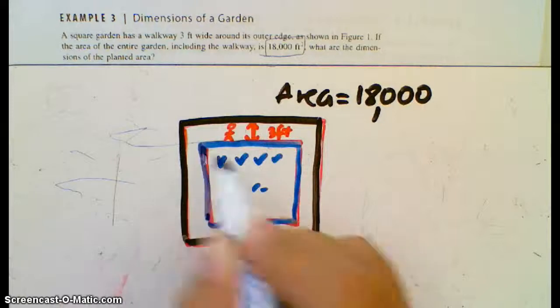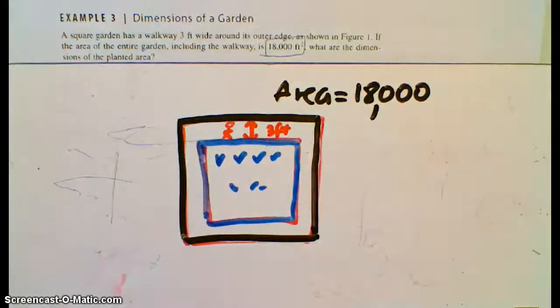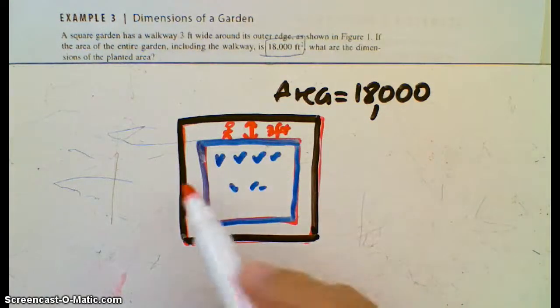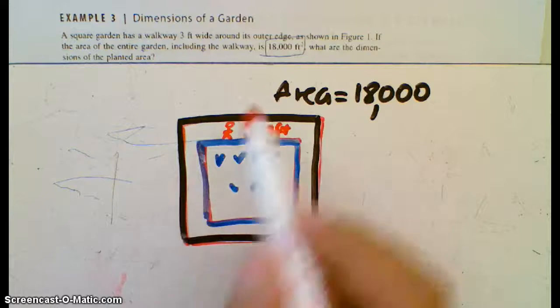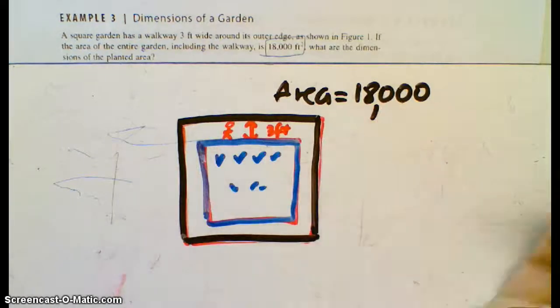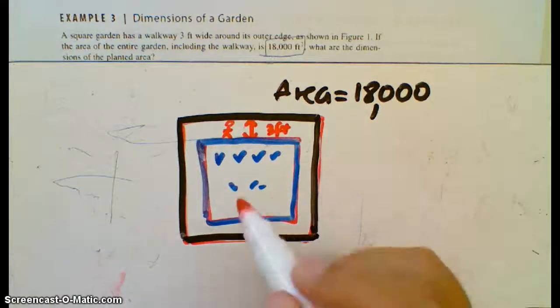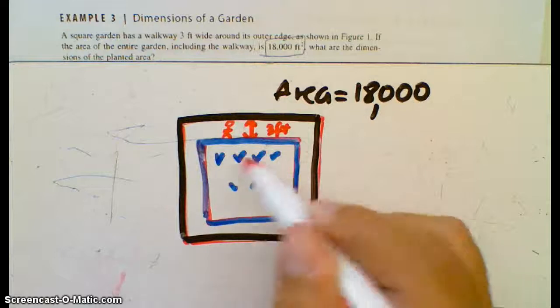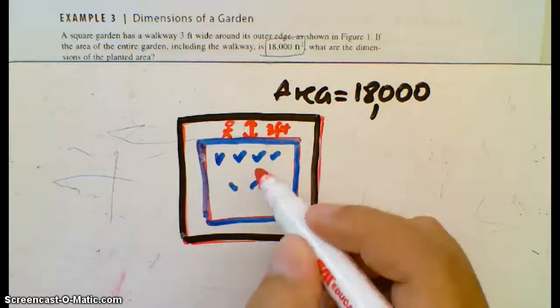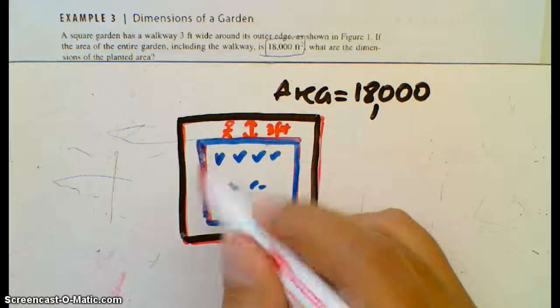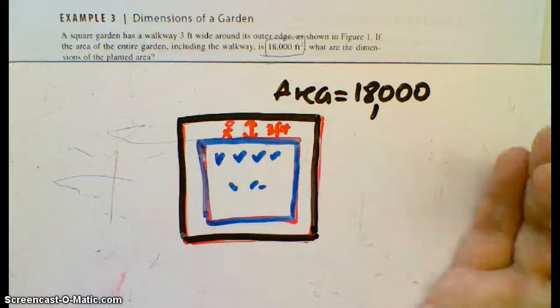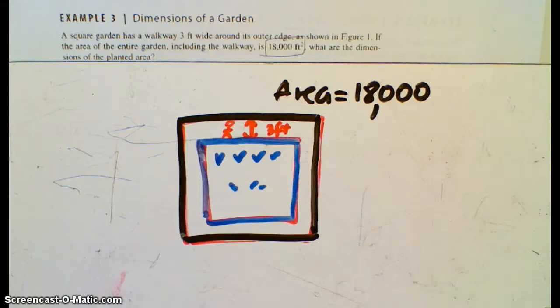If they ask me for the dimensions of the big square, of the entire area, I could do that. I could say, what side of a square gives me 18,000? That's something fairly simple. The problem here is that I have to find the dimensions of the inside square, for which I don't know the area. So that's when it becomes a problem.